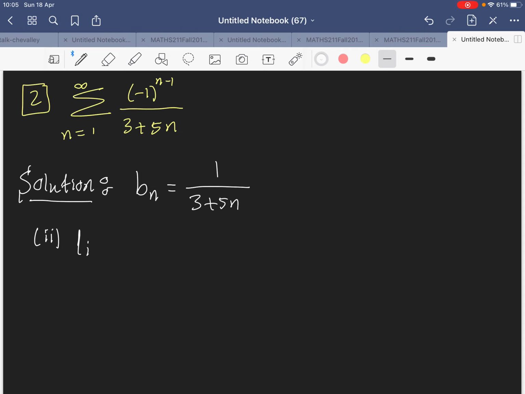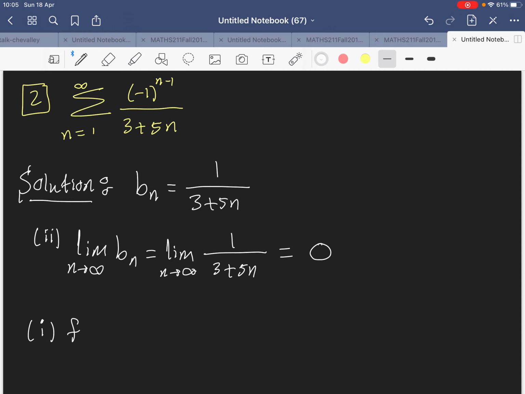Now the first checking step is the limit as n goes to infinity of Bn. This is just the limit as n goes to infinity of 1 over (3 plus 5n). Now if you substitute infinity, you get 1 over infinity, which is 0. So we are fine. Now we have to check the second step.